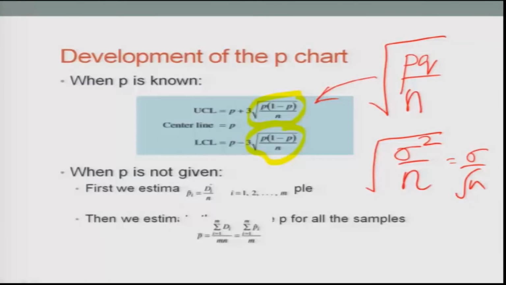So, when p is not given, we first try to find the best estimate of p, which is given by p hat, which technically would be the ratio of d to the sample size. And once we find different such estimates, we need to find the average. That average of p hat, or p bar, would be utilized for all our calculations correspondingly.